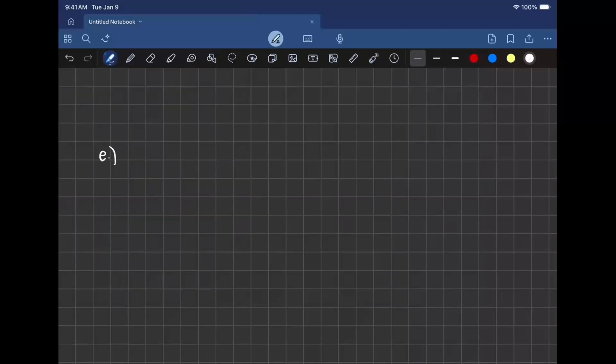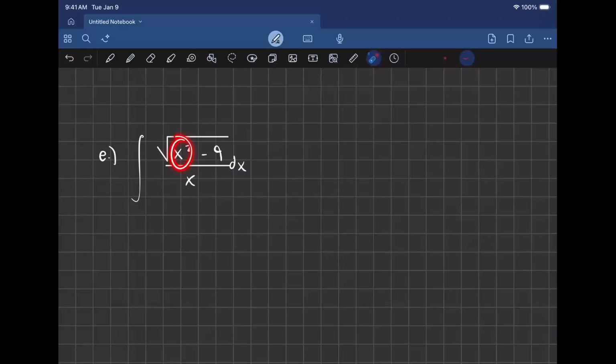So this is the integral of the square root of x squared minus 9 over x dx. Okay, so this is going to be a trig sub, right? Anytime we see square roots and we see something, in this case in the form of x squared minus a squared, we are going to use a trig sub.